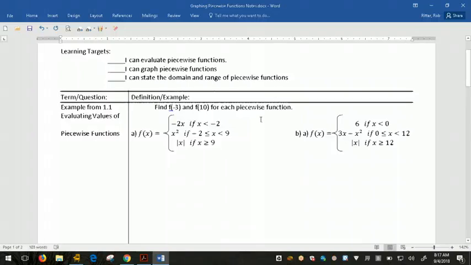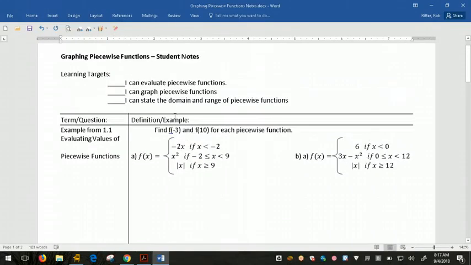Lesson 1.5, piecewise functions. The learning targets for this particular lesson are that you can evaluate piecewise functions, that you can graph piecewise functions, like in our exploration, and that you can state the domain and range of piecewise functions, as you should be able to do with any function that you've studied up to and through pre-calc. We begin with the first learning target, being able to evaluate piecewise functions.